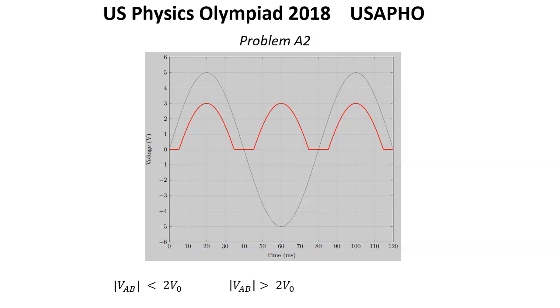When the absolute value of VAB is greater than 2V0, current begins to flow, with each diode subtracting a potential difference of V0. Note that the current flows in the same direction for both positive and negative VAB. This device is a rectifier.